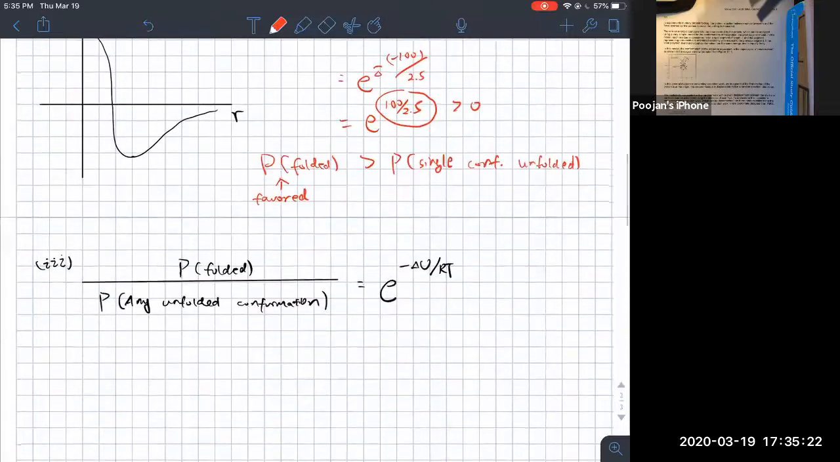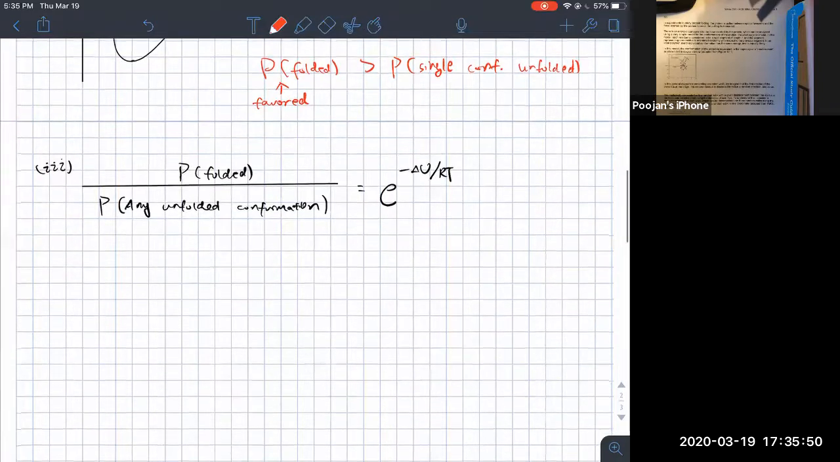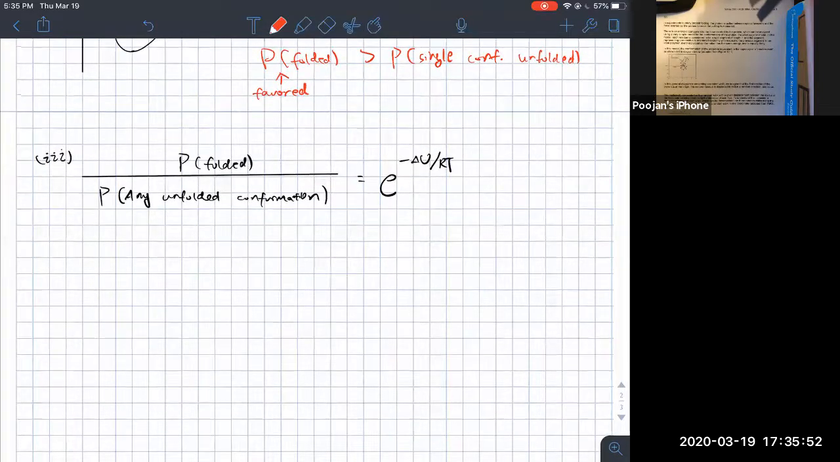Then we move on to number three. Here we're asked to find the probability of the folded conformation versus any unfolded conformation. Now we need to take into consideration the multiplicity of the unfolded states. I think you went over the Gibbs free energy equation in lecture.